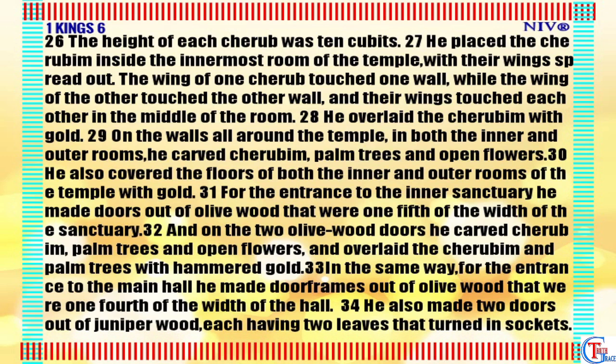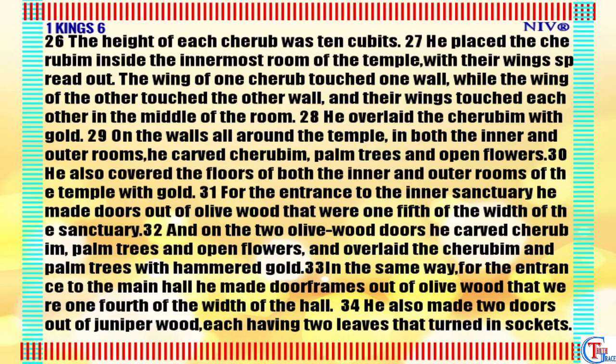For the entrance to the inner sanctuary, he made doors out of olive wood that were 1/5 of the width of the sanctuary. And on the 2 olive wood doors he carved cherubim, palm trees, and open flowers, and overlaid the cherubim and palm trees with hammered gold.